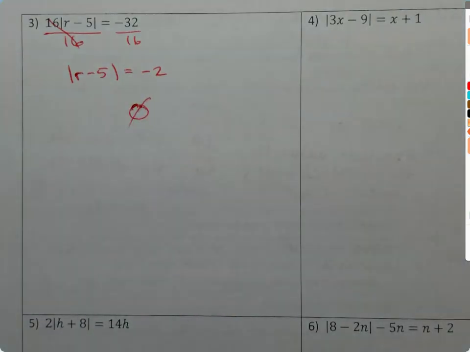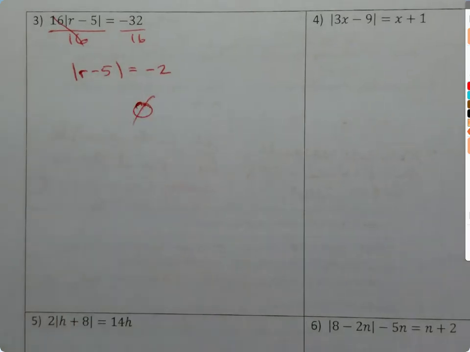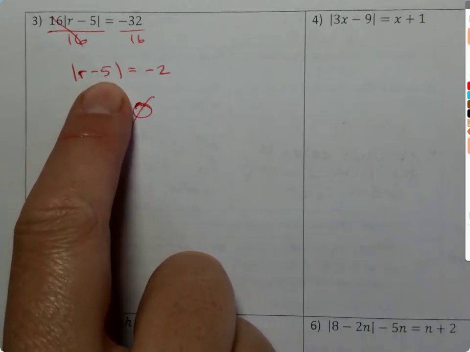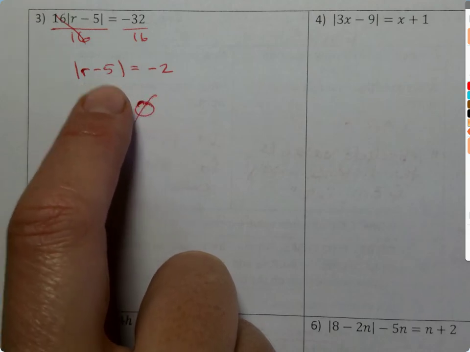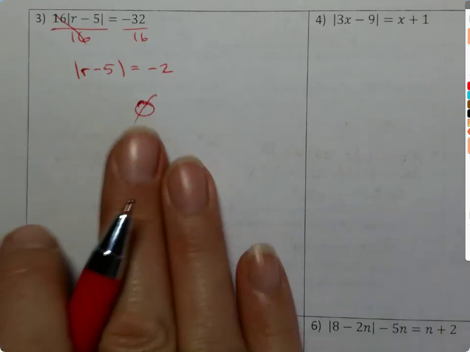Why am I done? Can my absolute value ever equal a negative number? No. If you would try to solve this because you forgot and you would do like a negative 2 and a 2, and you would test your answers, you'd find out it won't work. There's nothing I can put in here. 7 minus 5 is 2, and the absolute value of 2 is not negative 2. No matter what I put in here, I can't get out the absolute value of it to get a negative 2. So there's no solution.